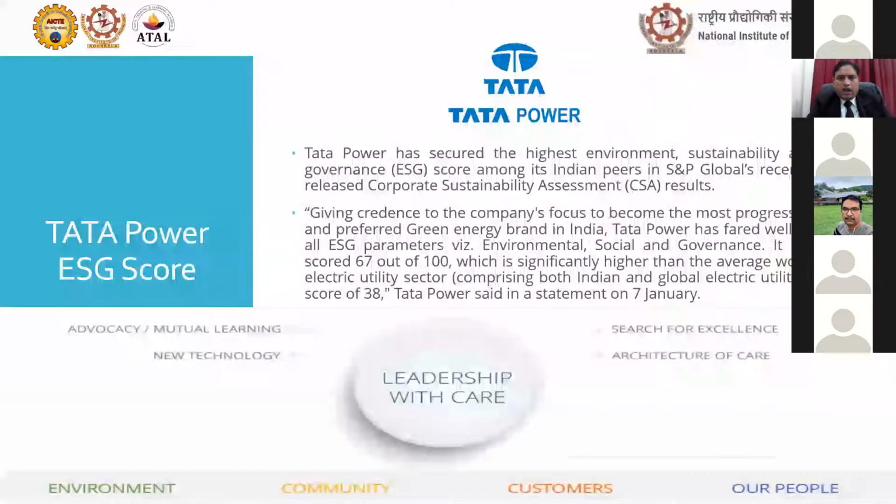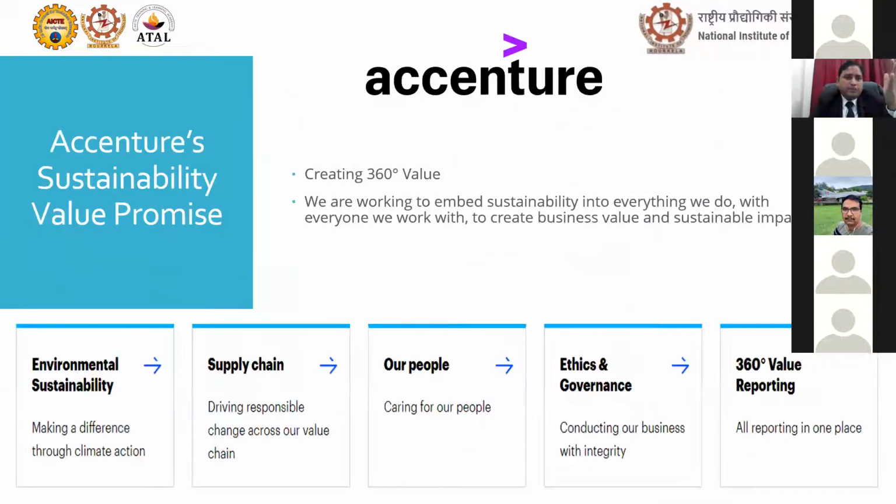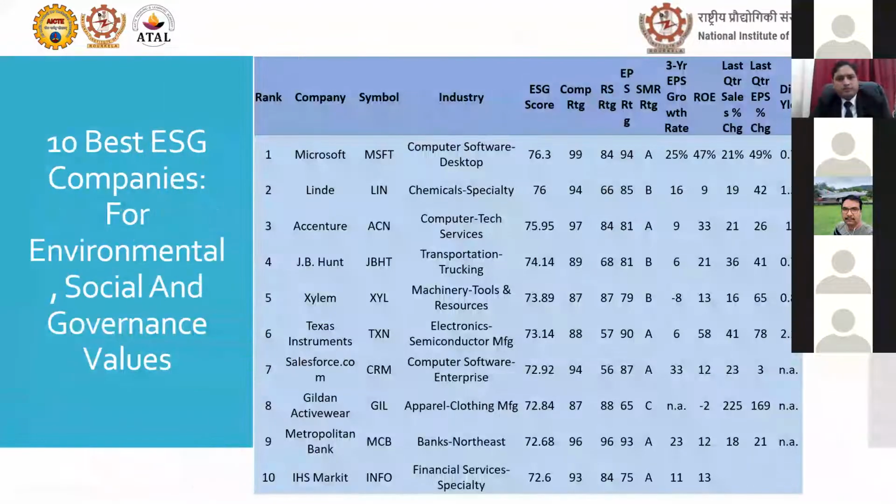Now I'll skip this video. Now I have put certain examples of the companies which are leading in ESG and using these digital platforms, like Tata Power, which has scored highest in India as far as ESG is concerned. Then Microsoft's environmental sustainability report is again one leader doing ESG reporting. Then Accenture, we have shared the 360-degree value creation in ESG reporting, how they do it, how they report. So 360-degree value reporting means all reporting in one place, right, on a real-time basis. And Accenture being a technical firm, it's easy for them. Then these are the 10 best companies for environmental, social and governance values.